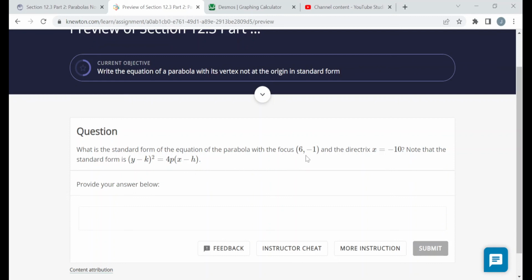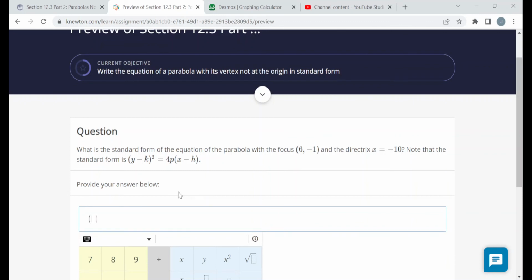So what's the distance from (6, -1) to x equals -10? Well, that is from an x-coordinate of 6 to an x-coordinate of -10. That's 16 units. And the directrix would be to the left of the focus. So take away 8. (-2, -1) would be the vertex. So h is -2, k is -1.